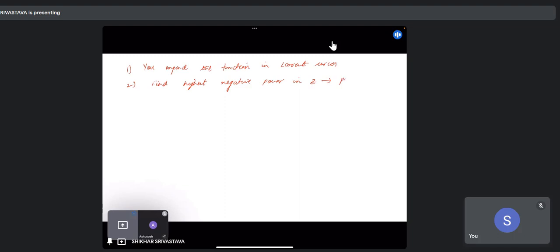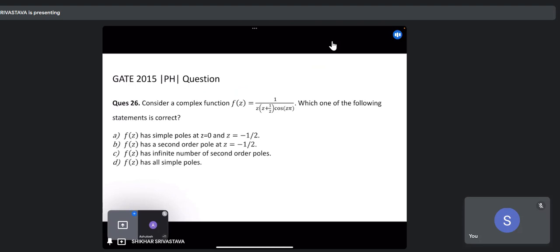That will give the pole and order of the pole. Okay, so let us solve one question. This question came in GATE 2015. They're given a complex function f of z equal to 1 upon z into z plus half, times cos of z pi. And they've asked which one of the following statements is correct. They basically asked where is the pole and what is the order of the pole.